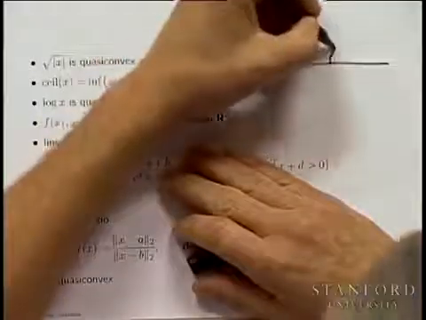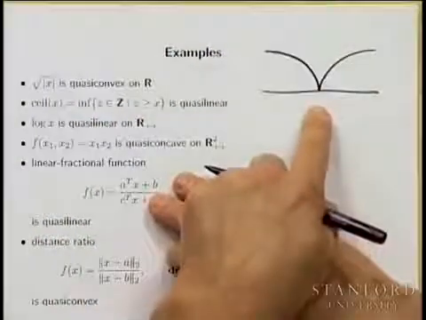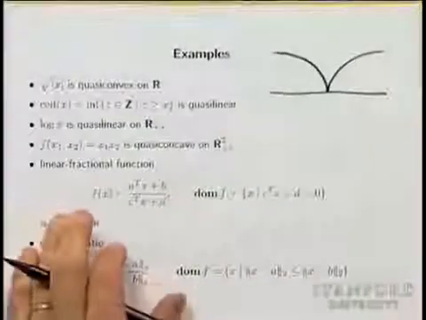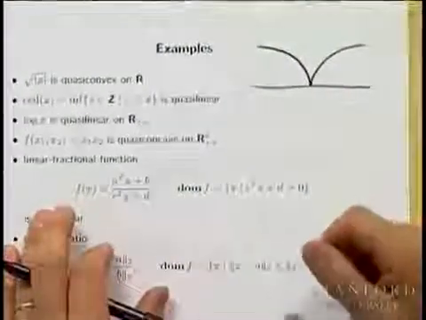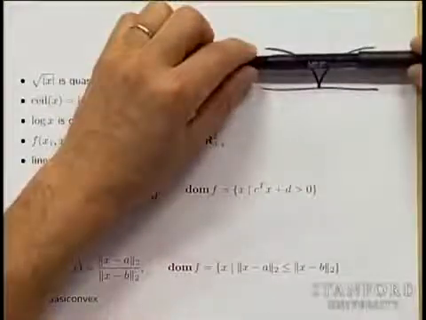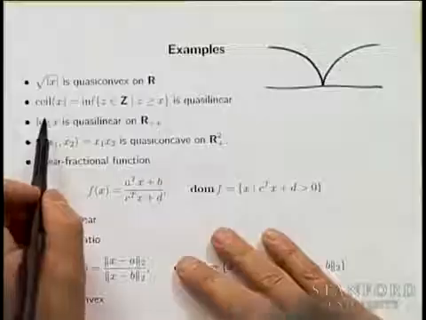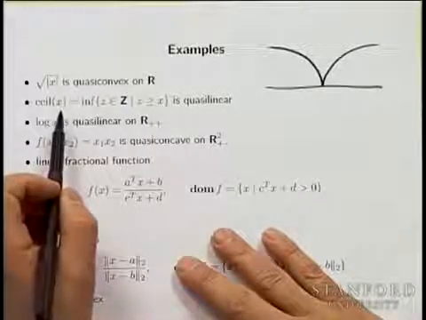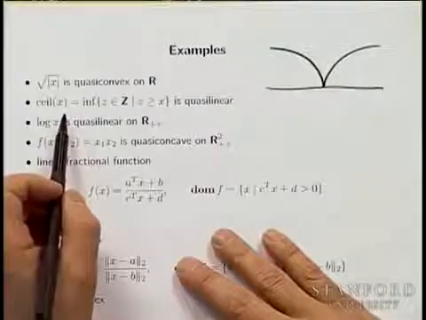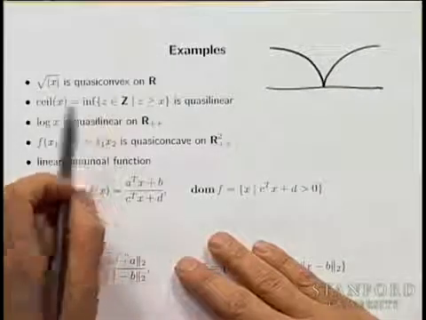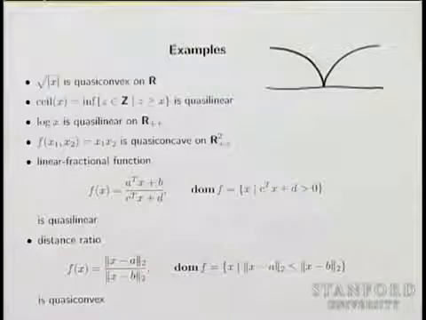Let's look at some examples to see how this works. Square root of absolute value of x is a function that looks like that. That's quasi-convex on R. It's obviously not convex, but it's quasi-convex because you put a line anywhere and you get an interval. Here's an interesting one: the ceiling of a number. The ceiling of a number is the smallest integer that's bigger than or equal to the number. That's pretty weird because it's integer valued.